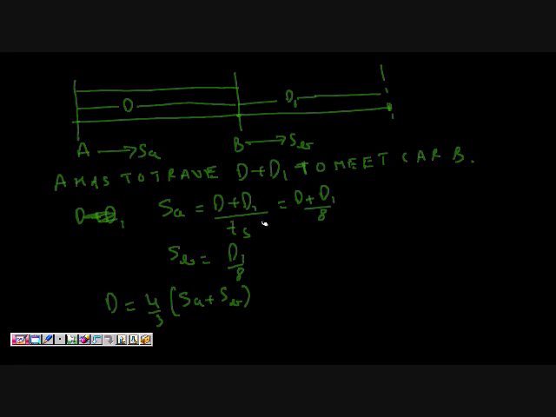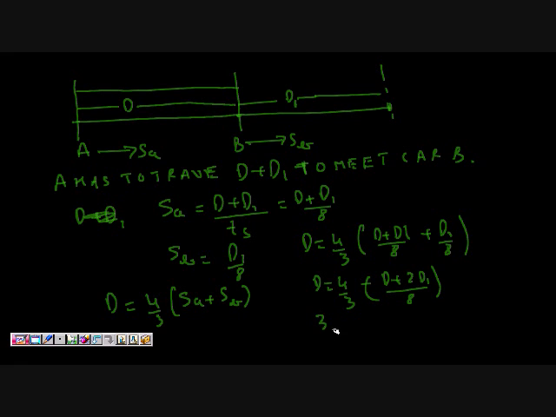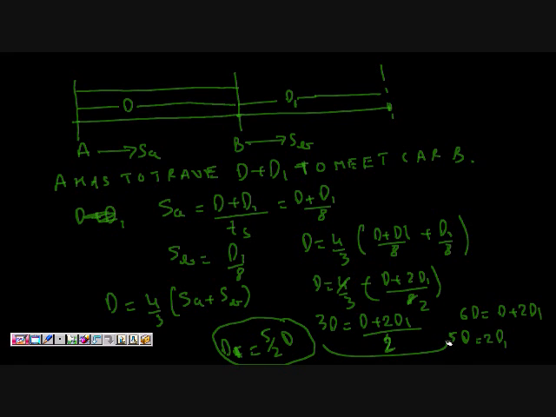Now putting S of A as D plus D1 divided by 8, and S of B as D1 by 8, we can write D is equal to 4 by 3 into D plus 2D1 divided by 8, or 3D is equal to, these cancel out here, D plus 2D1 divided by 2, or 6D is equal to D plus 2D1, or 5D is equal to 2D1, or D1 is equal to 5 by 2 D. Let's call that equation 2.